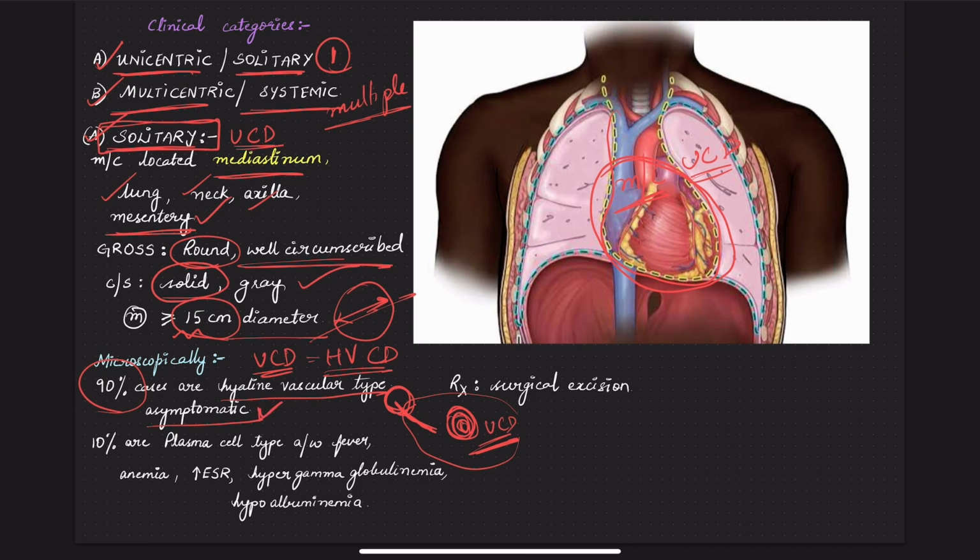And these are mostly asymptomatic. The patient does not present with any other symptoms, only the single lymph node enlargement. The other 10% of the cases are the plasma cell type, with diffuse plasma cell infiltration in the interfollicular area. Because of what? Interleukin 6. Interleukin 6 is associated with the production of the plasma cell variant. So these are associated with inflammation: the patient presents with fever, anemia, increased ESR. Labs show hypergammaglobulinemia and hypoalbuminemia. These are the changes you encounter in the 10% of cases of plasma cell variant.